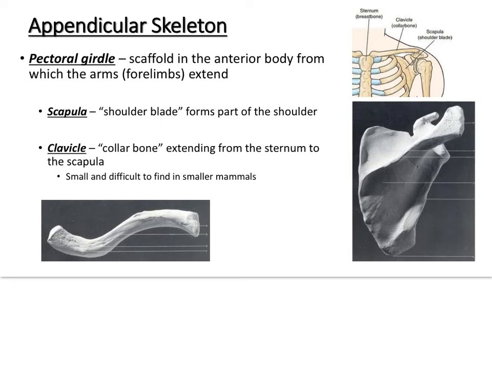Now on to the appendicular skeleton, or your appendages. We'll start with the pectoral girdle, right? Pecs, your chest area. This is sort of like the scaffolding on the upper part of your body, the anterior part, where the arms are attached. So what we start with first are your shoulder blades and collarbones. Shoulder blades are referred to as scapulas. This picture over here is actually a rear image, right? So a dorsal image from your back of your right shoulder blade.